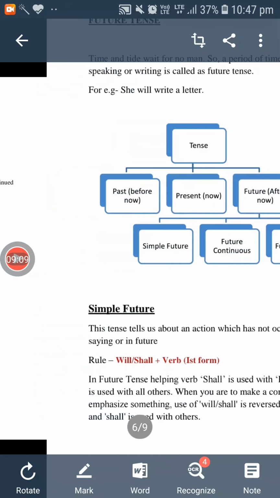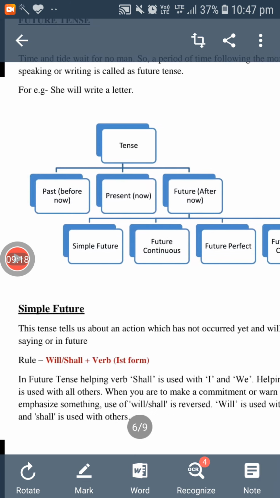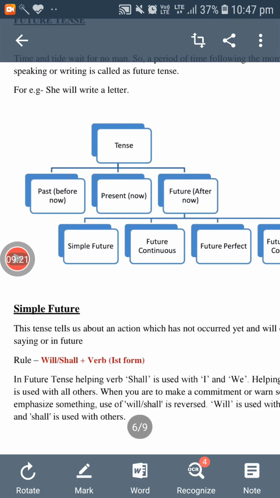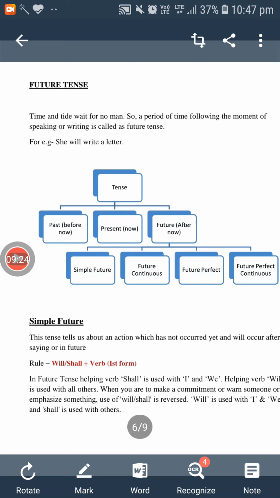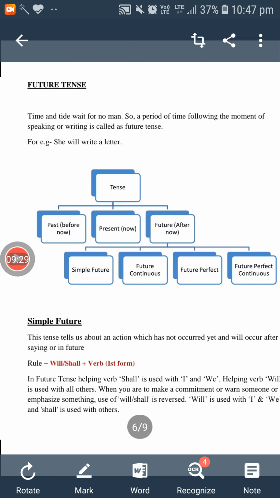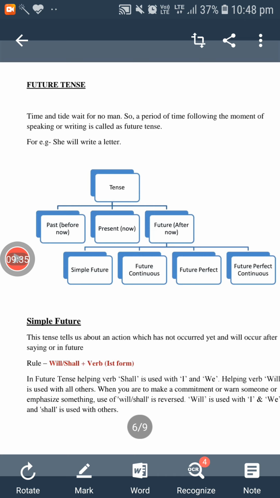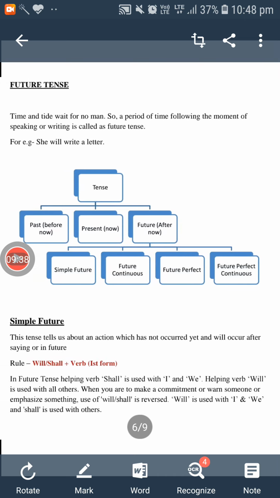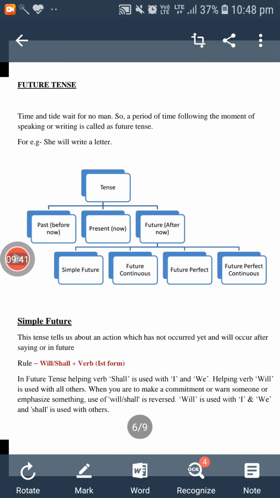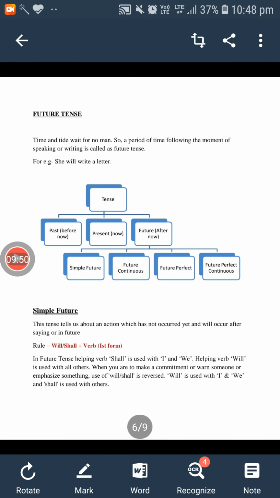In simple future, we use will and shall plus the first form of the verb. This tells us about an action which has not occurred yet and will occur in the future. In future tense, the helping verb shall is used with I and we, and will is used for all others. When you want to make a commitment, want something, or emphasize something, you use will or shall.